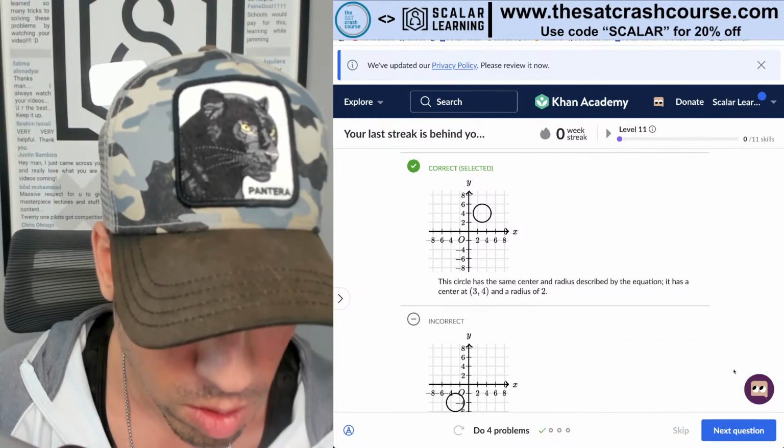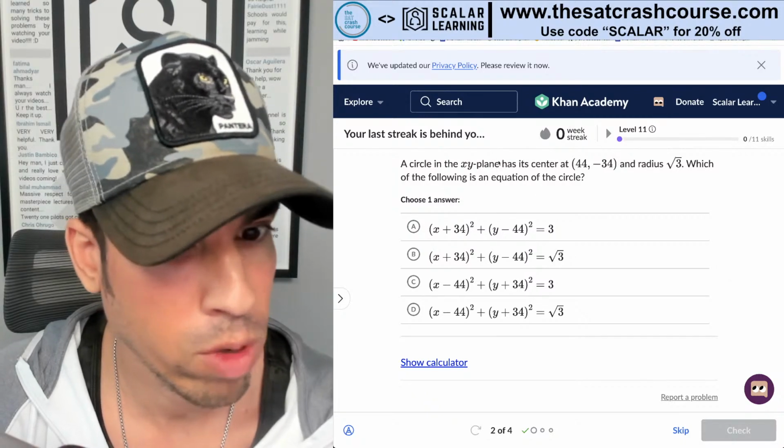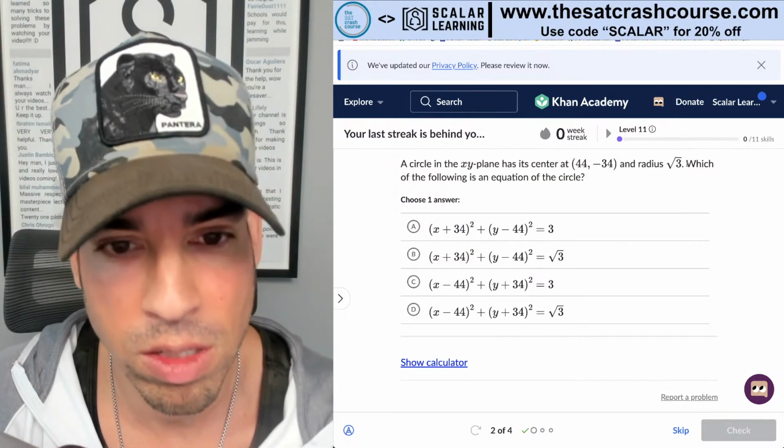Boom, done. Okay, next. A circle in the xy-plane has its center at (44, -34) and a radius of square root of 3. Which one of the following is the equation of the circle?